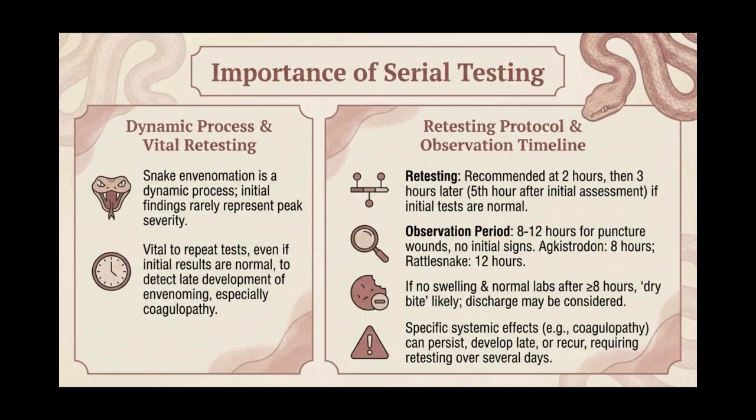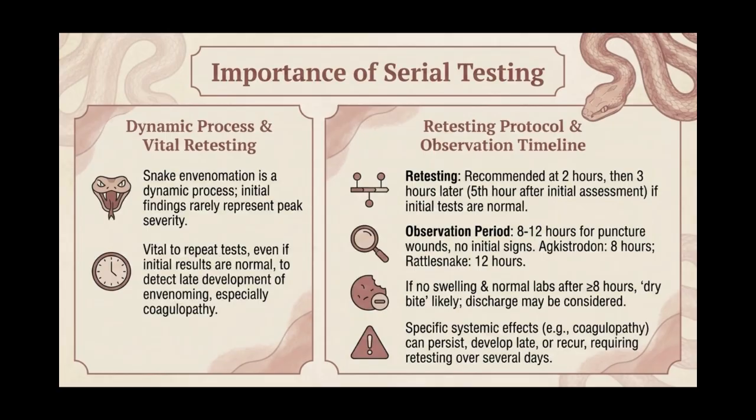Snake envenomation is a complex process, and the initial findings may not reflect the full extent of the problem. It's crucial to repeat tests, even if the first results are normal, to detect any late development of envenoming, especially coagulopathy. For instance, if the initial examination and tests are normal, retesting is advised at 2 hours, then again 3 hours later, at the 5th hour after the initial assessment.